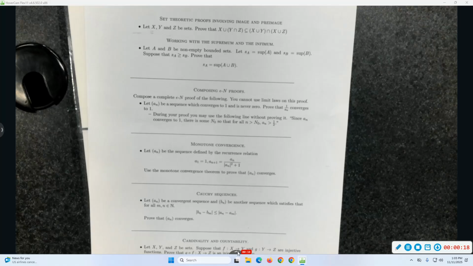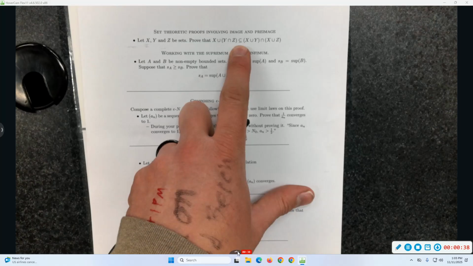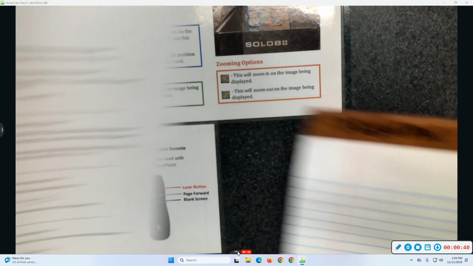The first thing I want to talk about is composing a proof of some set theoretic thing. It says that I want things to involve image and pre-image, but there's no law that says that I have to. It could just be anything that has to do with set theory. Let's try to prove that set containment.